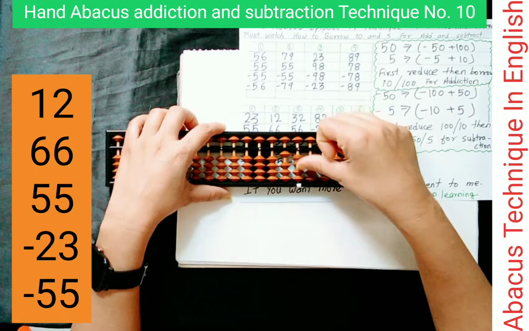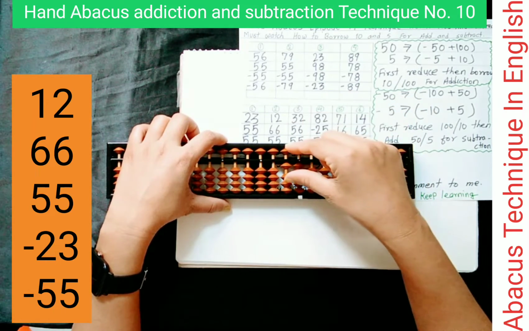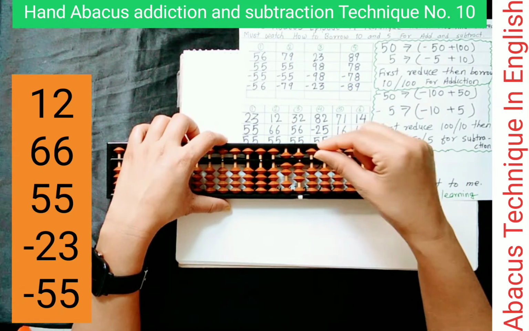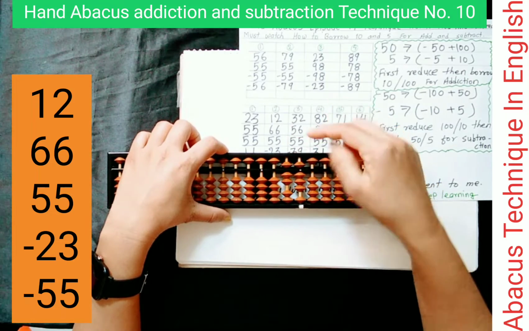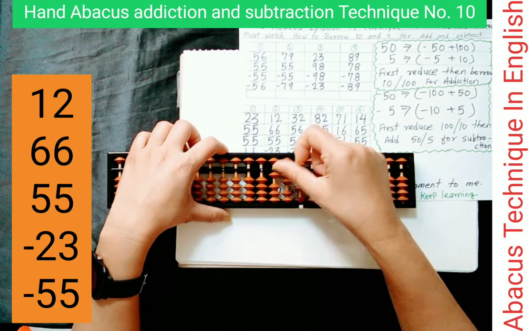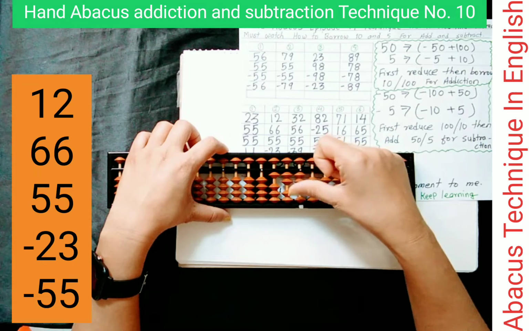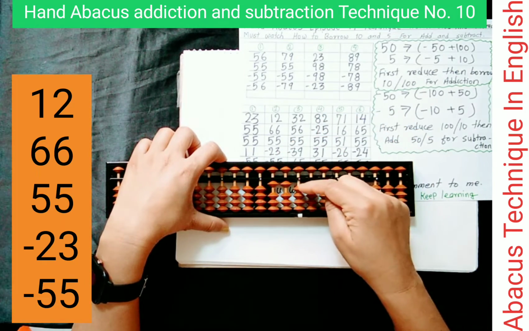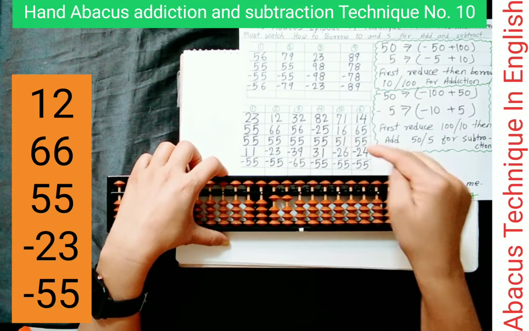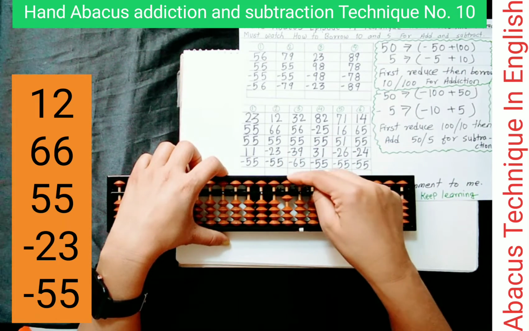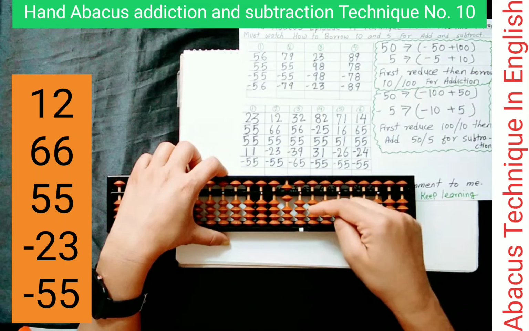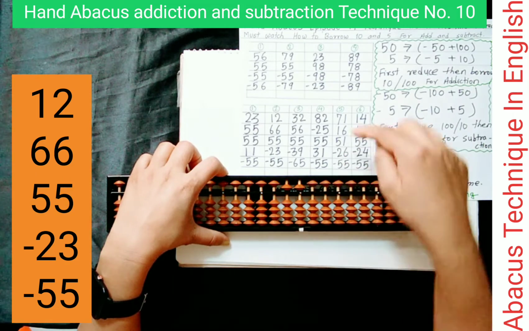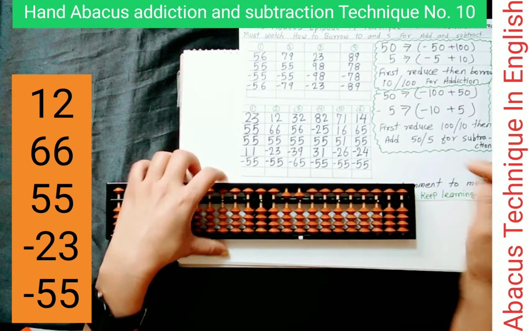Number 2, 112 and 66. This one is 60 and this one is 6. Add 55, reduce 50, add 100 for 50 and reduce 5, add 10 for 5. Reduce 23, this is 20 and this is 3, and reduce 55, reduce 100 and add 50 for 50, and for 5 reduce 10, add 5, and your answer is 55.